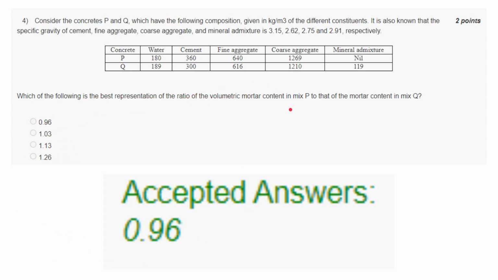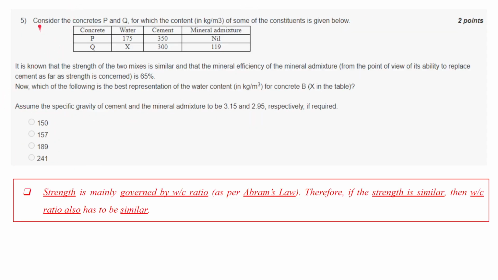Okay, the first option. Then fifth question, consider the concretes P and Q for which the content in kg per meter cube of some of the constituents is given below. So concrete P is having water of 175 kg, cement 350 kg, mineral admixture nil.